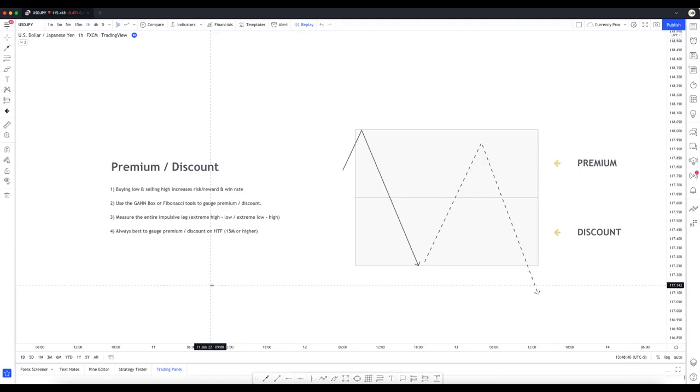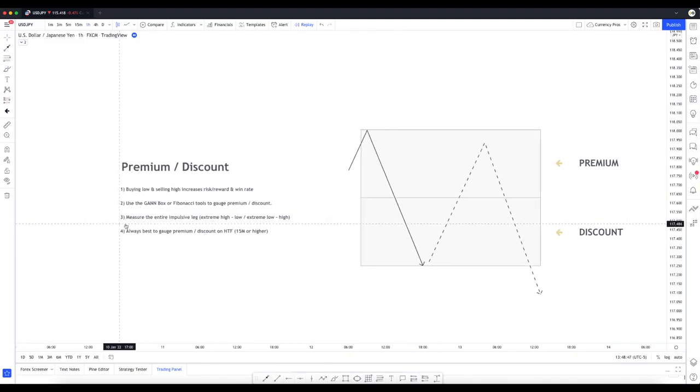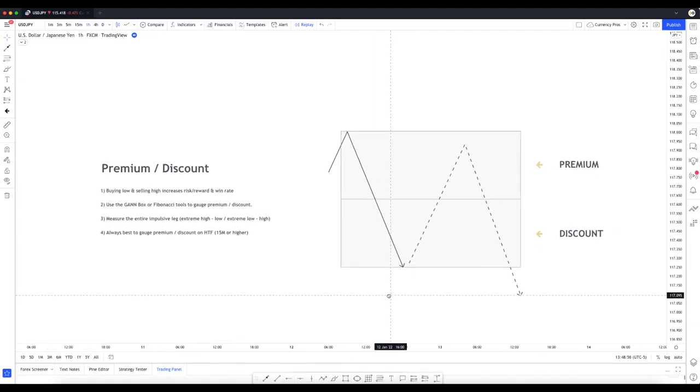So once you have all your settings figured out for those tools, number 3 that I have written here is measure the entire impulsive leg, the extreme high to extreme low, or the extreme low to the extreme high. So that's very simple, right? In this scenario, you can clearly see that I've done that.